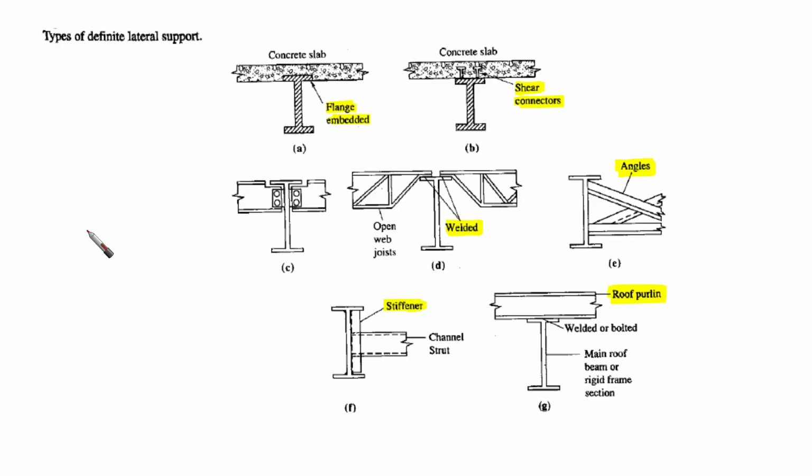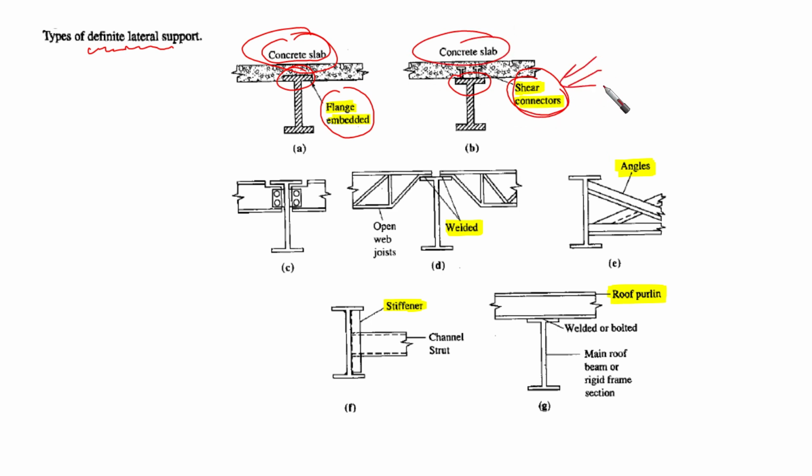Okay, there are other types of definite lateral support that we can use in order to prevent lateral torsional buckling of the compression flange. First of all, the flange can be embedded in a concrete slab, or we can use shear studs or shear connectors. So this is the compression flange. We are guaranteeing here that there is no movement at all from the compression flange because it is embedded in the concrete slab or connected to the concrete slab through shear connections.